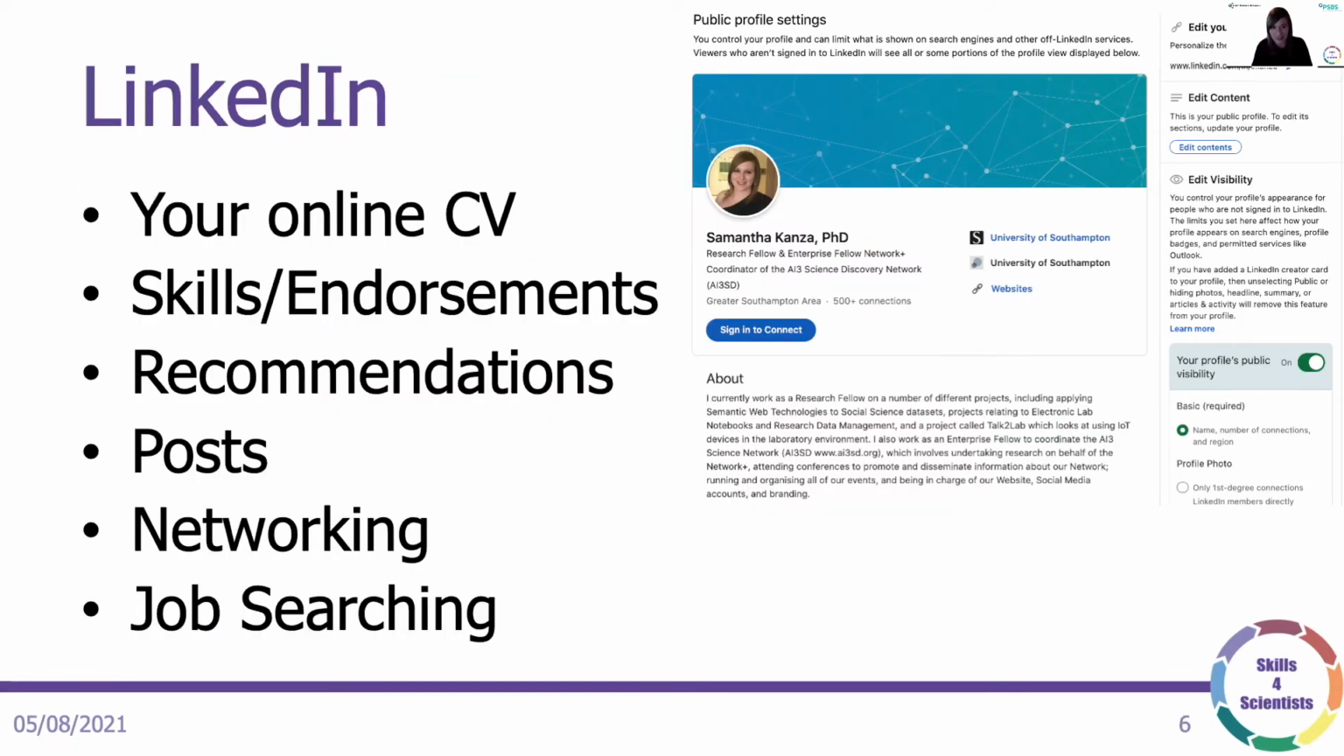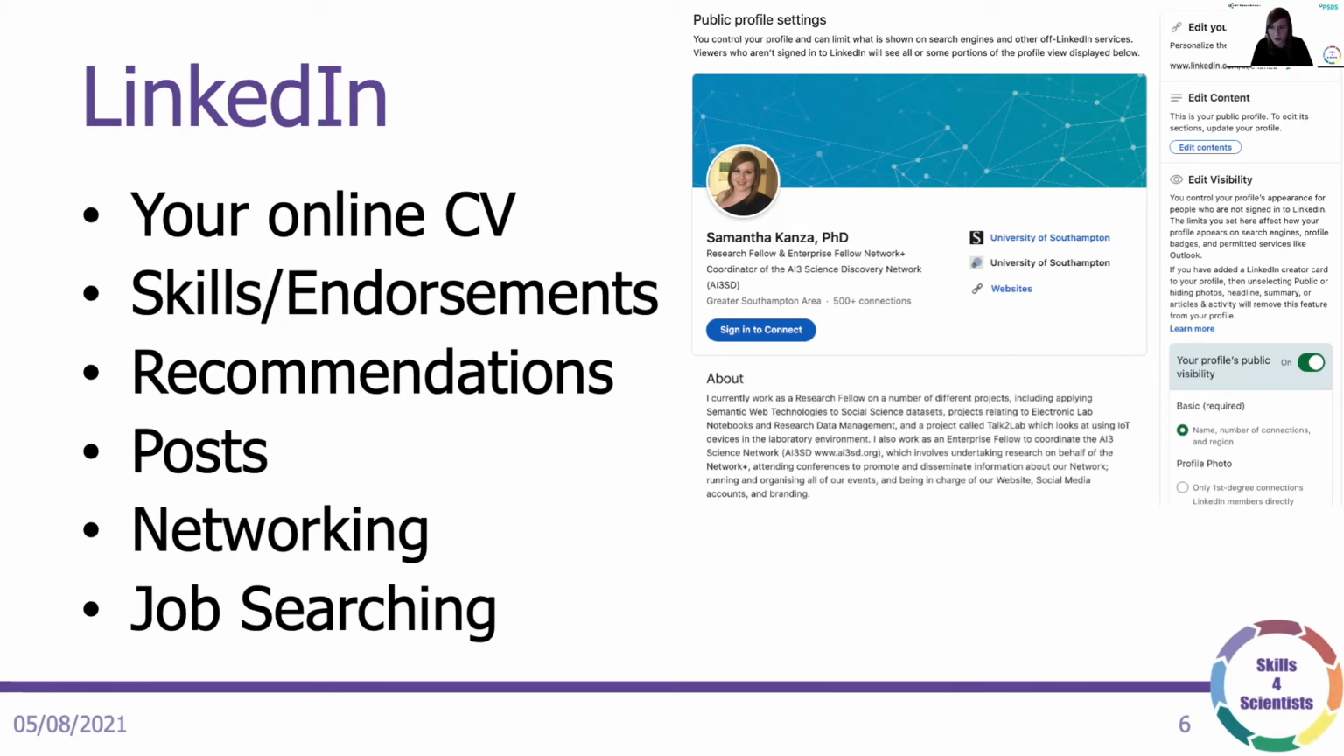So let's talk about LinkedIn. LinkedIn is a fantastic tool for networking and cultivating your web presence and for finding a job. Sarah mentioned having a master CV. Well, LinkedIn can also function as that kind of master CV because you can put everything on there. And then you can always draw different bits when you're making up a specific CV for a specific job application.